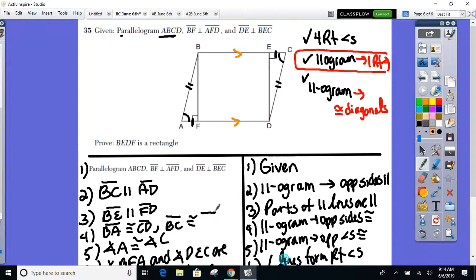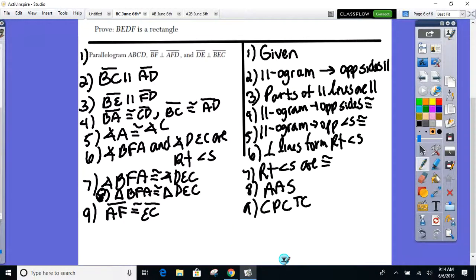BC congruent to AD. I feel like there's just disappointment in the room after I told you that I don't look at your putting your letters in the correct order. Sorry.